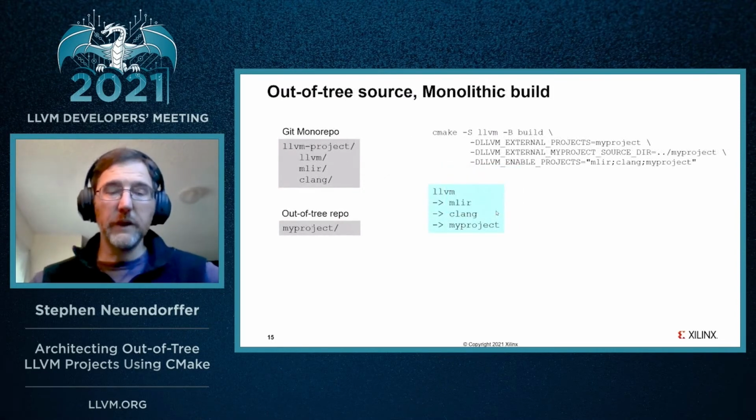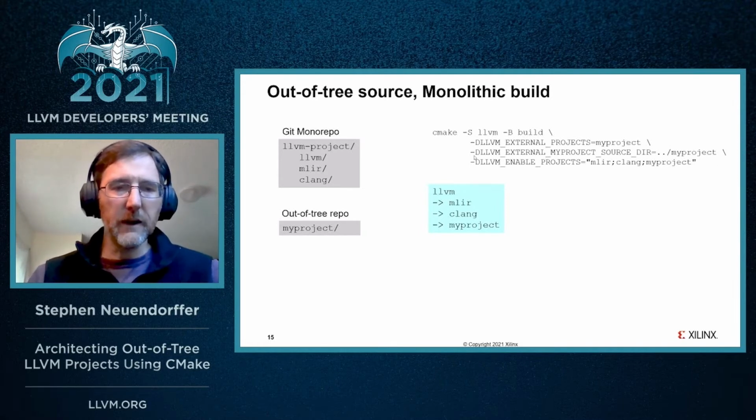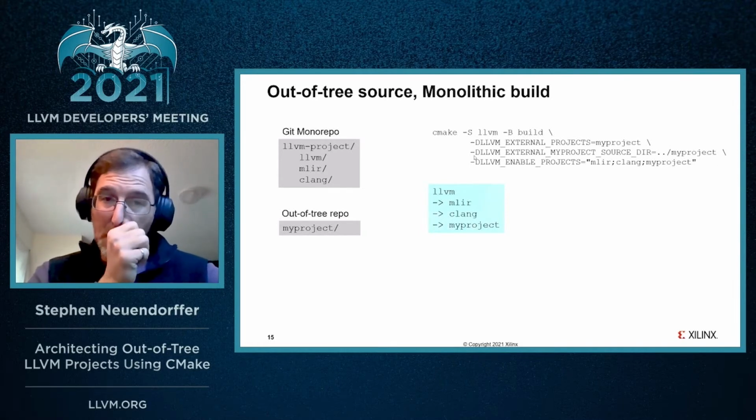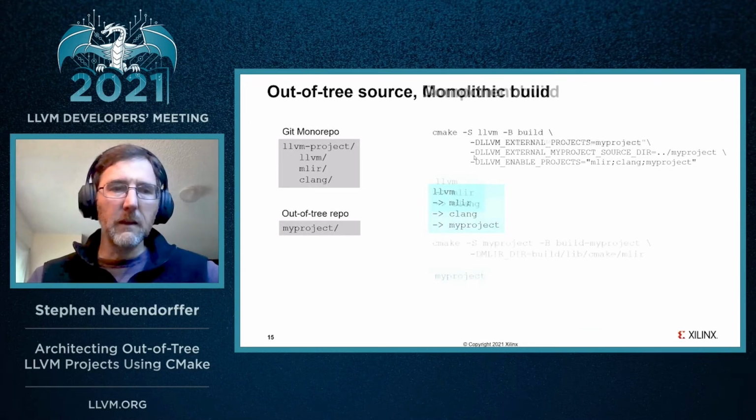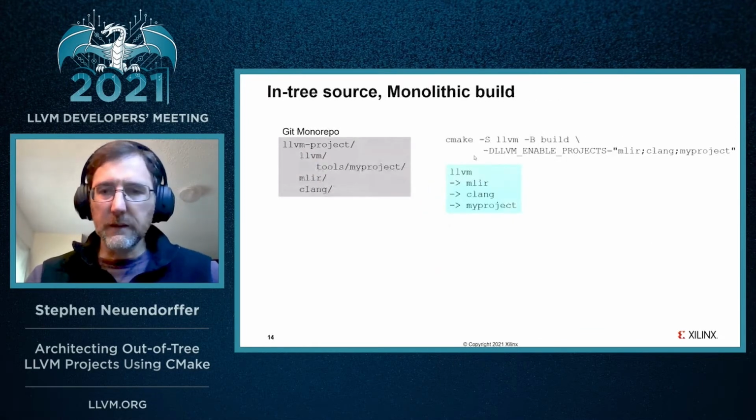If we have an out-of-tree source but a monolithic build, then that basically allows us to re-architect our source code so that we can have our project in a separate Git repository. It doesn't have to be polluted as a fork of the LLVM repository. And in this case, the build process is very similar. We just have to specify some additional options that tell CMake where to find our out-of-tree project. I skipped the slide.